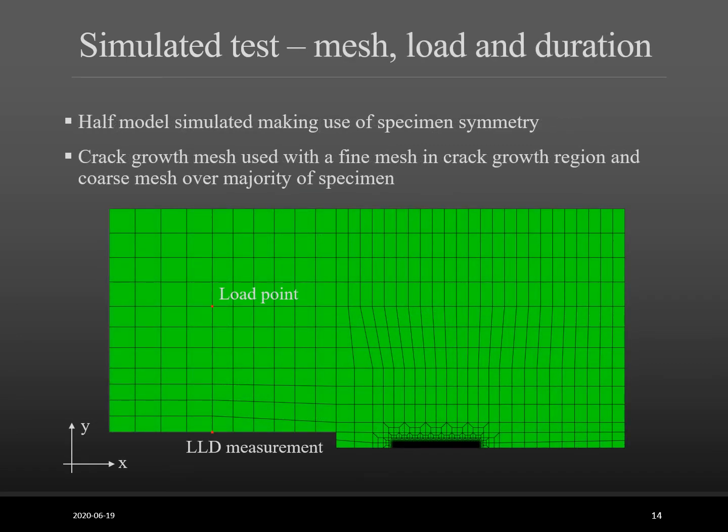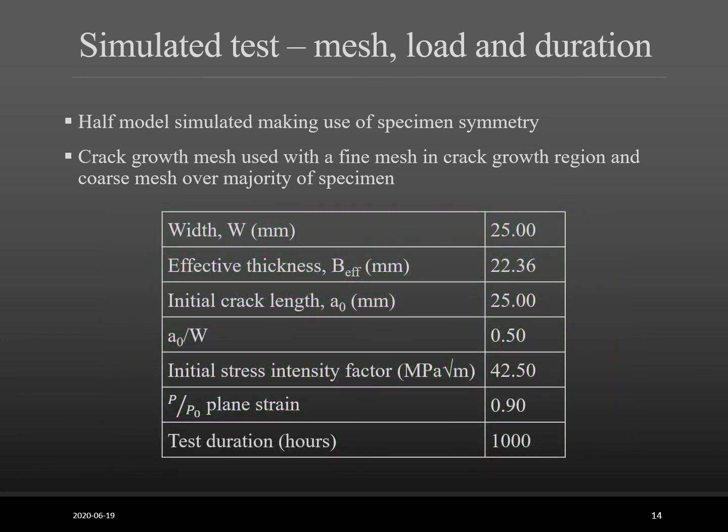A half model of the CT specimen was simulated, making use of its symmetry in the y direction. The crack growth mesh is shown here with a fine mesh in the crack growth region and a much coarser mesh over the majority of the specimen to reduce computational load. The dimensions of the specimen are shown here. The applied load was 90% of the limit load for this geometry in plane strain, and the test duration was 1000 hours, which is relatively short term.